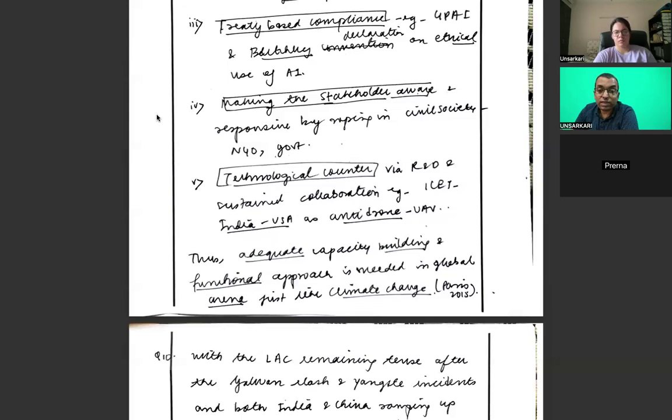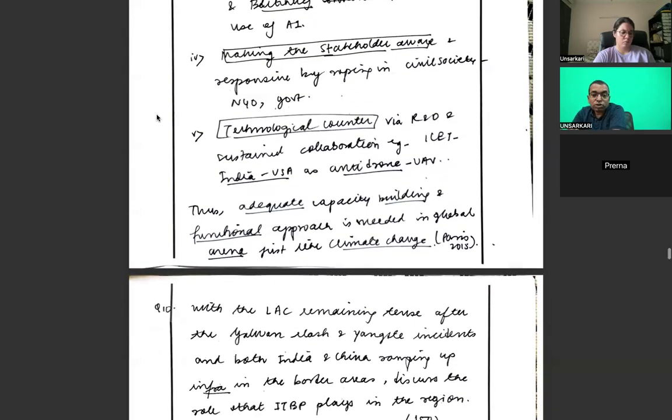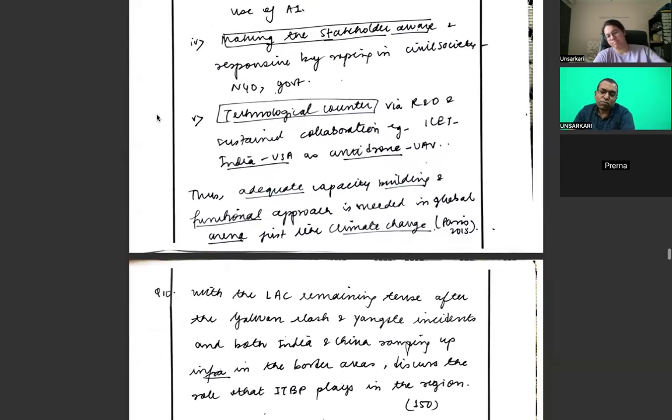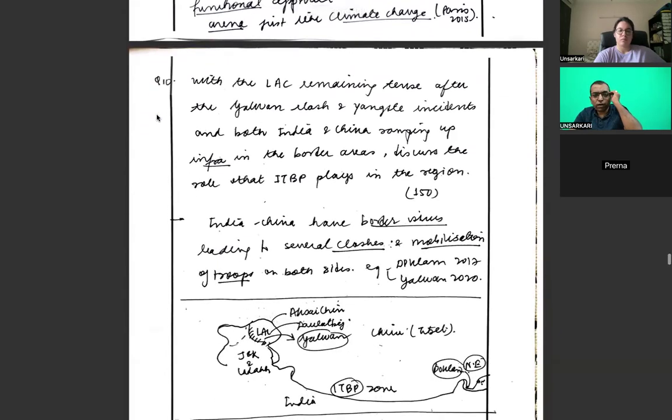Technological counter via R&D, sustained collaboration. India, USA is an example. Thus, adequate capacity building and a functional approach is needed in the global arena. First, like climate change. So we are just moving ahead. We are taking up the level higher, bringing some more facts.